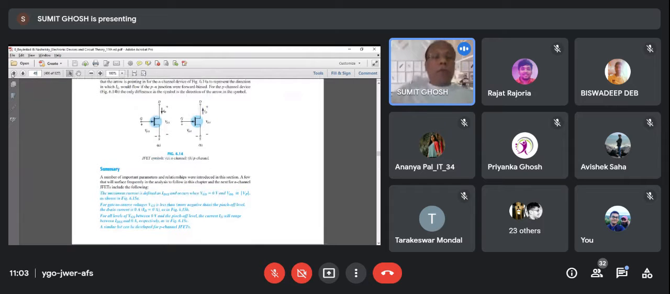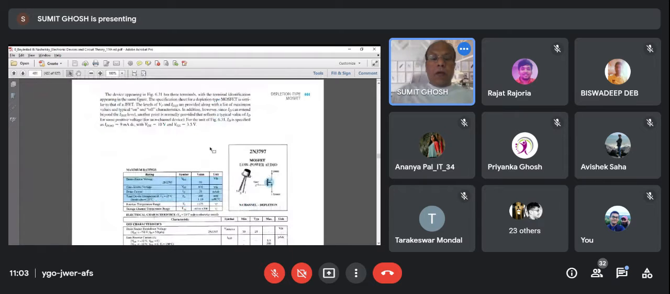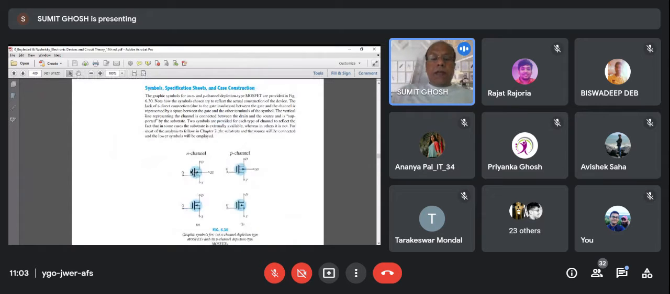But if you go to the MOSFET, you will see two bars. This is for the channel and this is for the gate. And in between the channel and gate, there is a gap. This gap is the so-called oxide layer. Is it clear? So these differences you must note in the symbol.